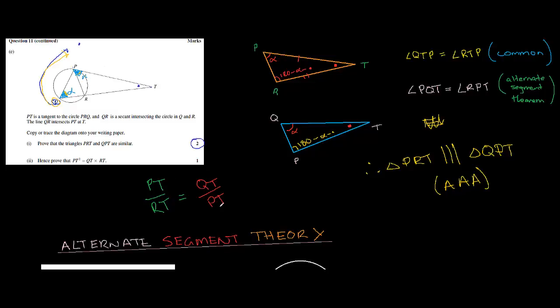So what that means is now we can just cross multiply, and we're going to get PT squared. So this times that is PT squared, which equals RT times QT. Beautiful. So there we go. That's what we had to prove. You can tell that's what we needed there. So that's 3 marks in the bag.